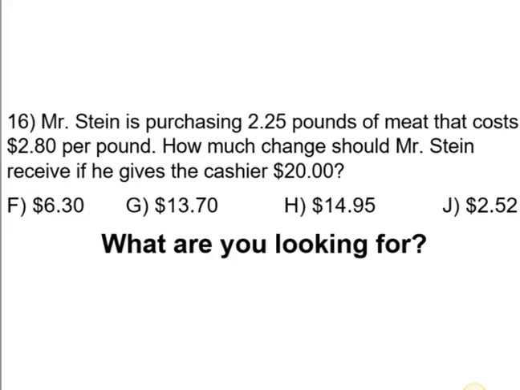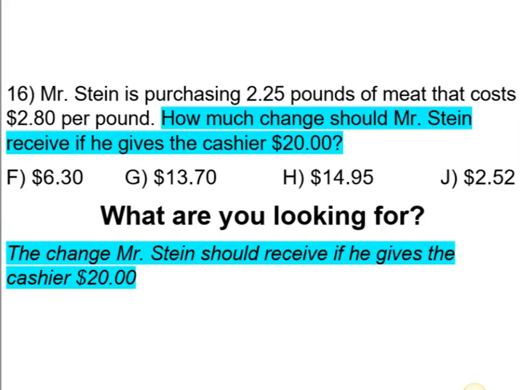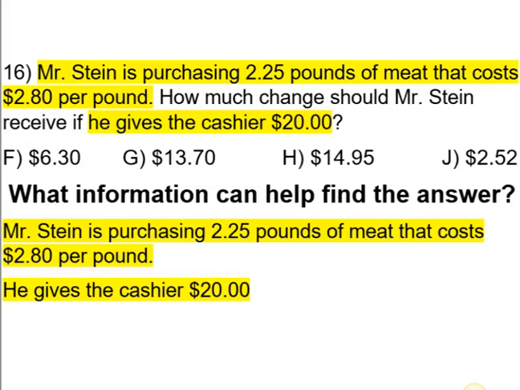What are we looking for? We are looking for the change Mr. Stein should receive if he gives the cashier $20. What information can help us find the answer? Number one, that Mr. Stein is purchasing 2.25 pounds of meat that cost $2.80 per pound, and also he gives the cashier $20.